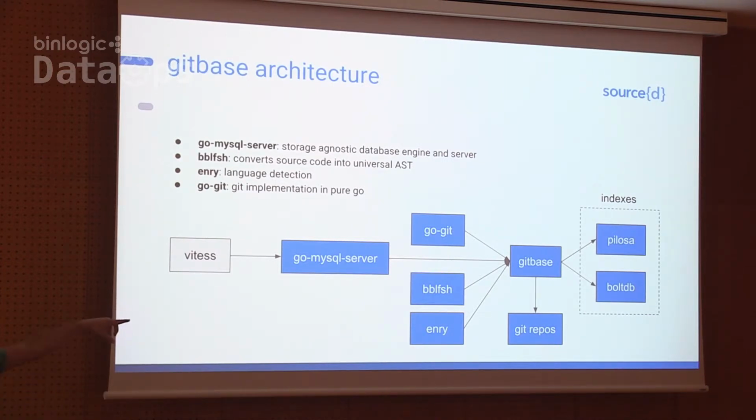And then we have Gitbase itself that also has some dependencies. You'll see that from the previous slides, we've changed JGit to go-git. Now it's a Go library. But we are still using Babelfish and Enry to detect the language and also extract the tree of the source code. Then we have the Git repos that Gitbase reads. And for indexes, we use Pilosa, that is a bitmap index server. And then we use BoltDB to do the mapping between values and positions in the bitmap, because in the bitmap, you only have positions, and we need to know what they mean.